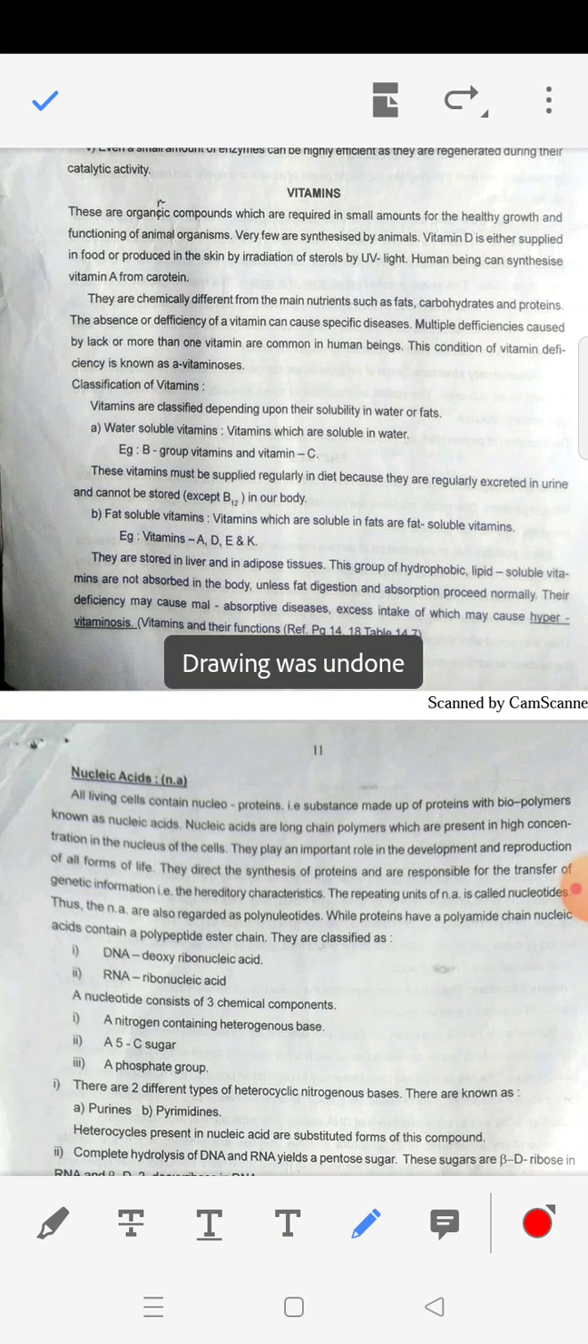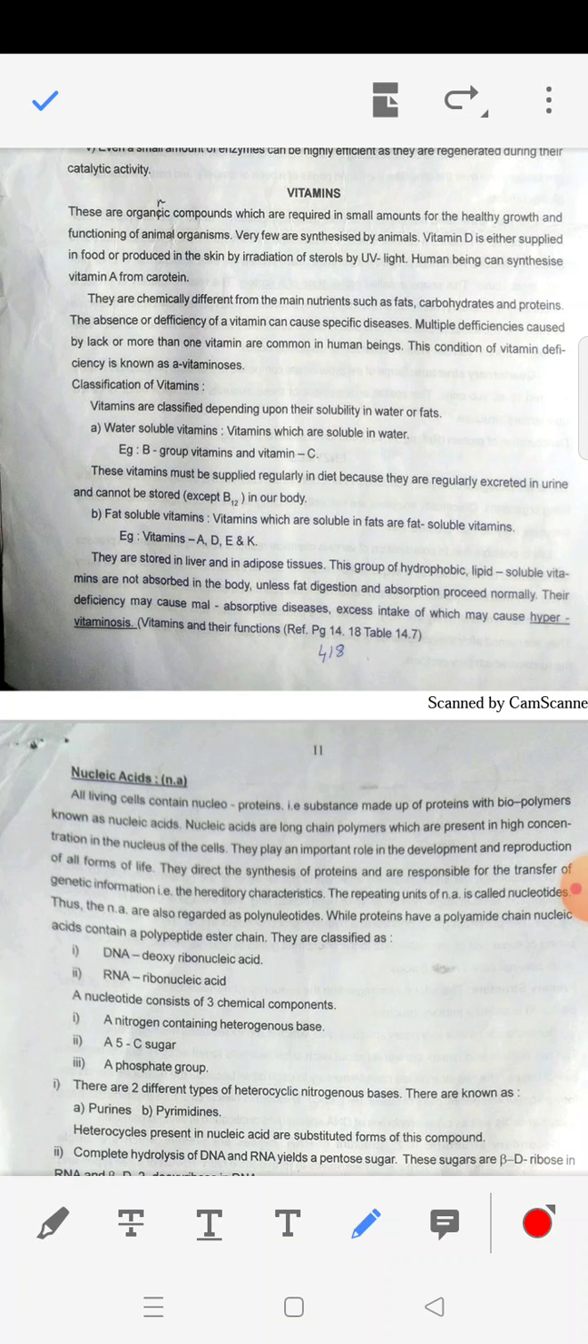The rest of the vitamins are fat soluble vitamins. They are A, D, E, and K. They are stored in the liver and in adipose tissues. The group of hydrophobic, lipid soluble vitamins are not absorbed in the body unless fat digestion and absorption proceed normally. The deficiency may cause malabsorption diseases. Excess intake of vitamins also causes a disease called hypervitaminosis. So please remember, lack of vitamin causes avitaminosis, and excess intake of vitamin causes hypervitaminosis.